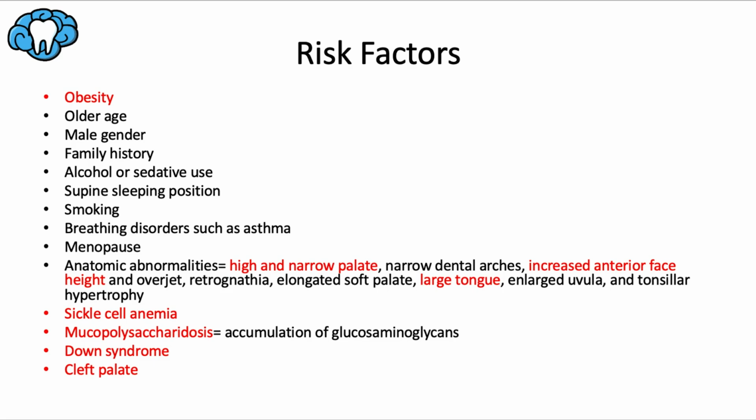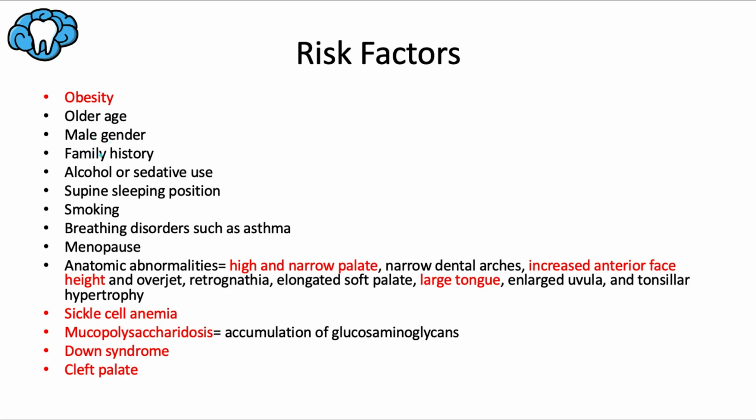So there's a long list of risk factors here. So we'll go through them pretty quickly. We have obesity because obstruction may be due to fat accumulation on the pharyngeal wall, as well as fat deposition at the base of the tongue, which can put pressure on the airway. Older age is a risk factor, but children can have it as well. Males are more likely to have OSA than females. We talked about that earlier on.